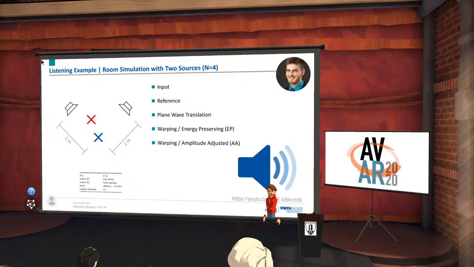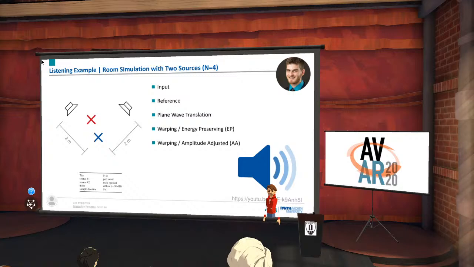We have the recording at the blue cross. It's the input signal. And we have the reference at the red cross. Then we listen to the plane wave translation method, the warping with energy preservation, and the second flavor, the amplitude adjusted variant. Normally, I was really impressed when I listened to these signals in our lab with loudspeakers.